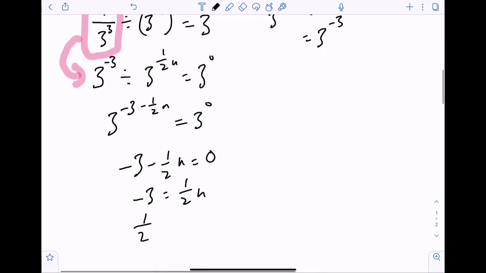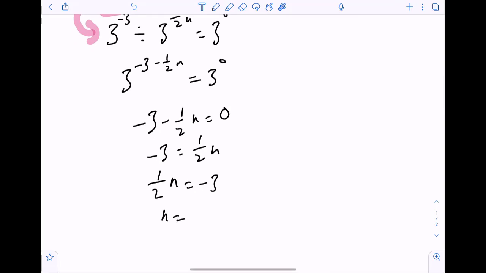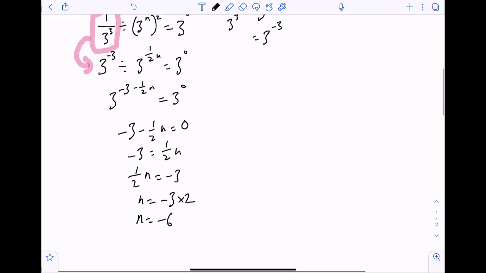Alright, and we can rewrite this. Half n is negative 3. n is just, take this 2 times over, n is just negative 3 times 2. n is equals to negative 6 for this particular question.